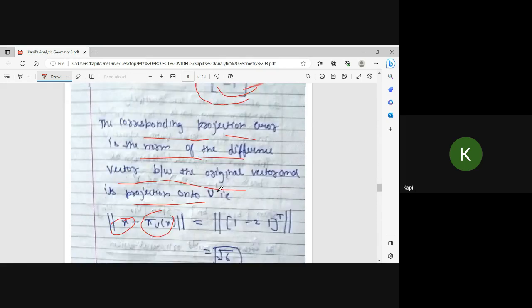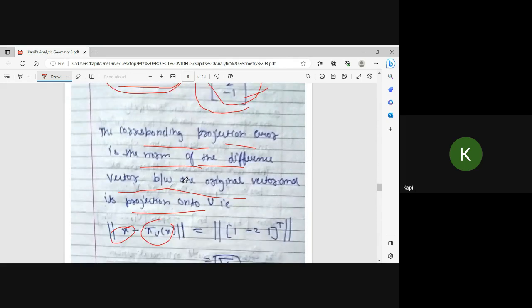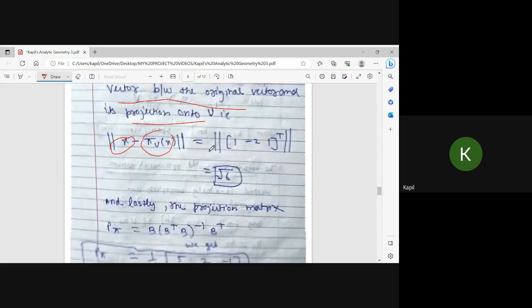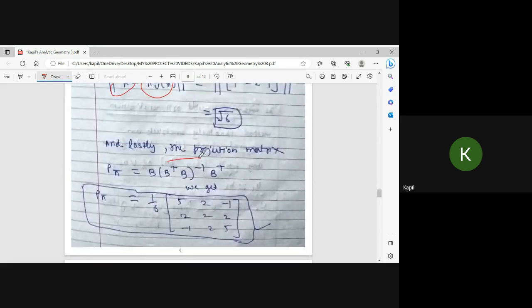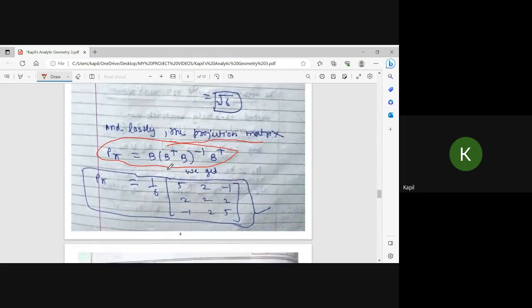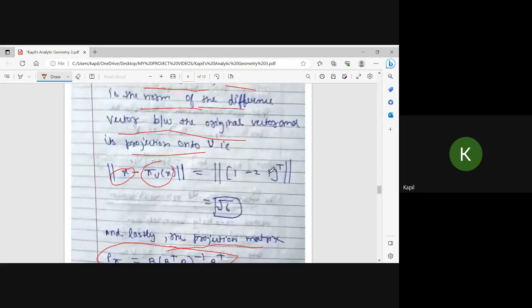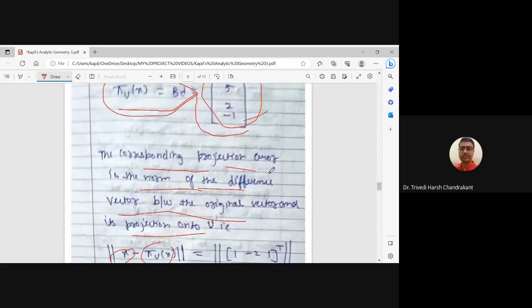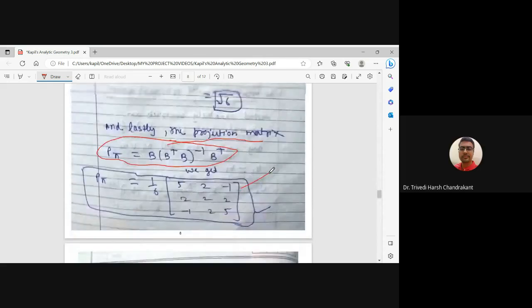There is no more discussion about this topic, but only this line about the projection error was given in the book. And lastly, the projection matrix. We have derived the formula of the projection matrix above, that is B transpose B inverse, the pseudo inverse, into B transpose. So we have all the things and we will put the values in and find the projection matrix. So this was the example of the property of the projection.